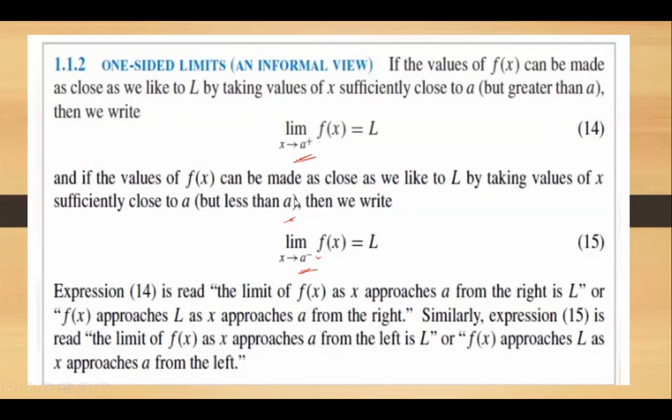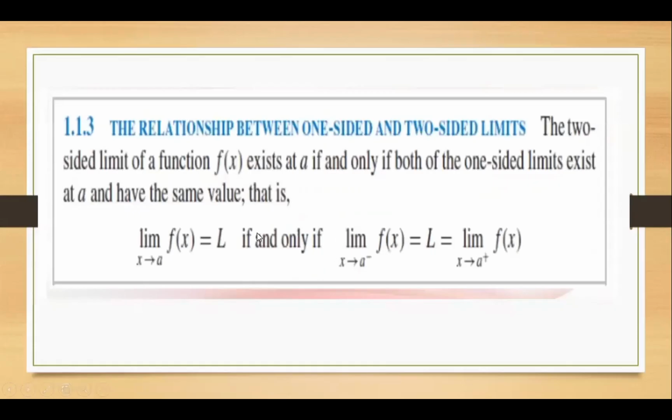And if the values of f of x can be made as close as we like to L by taking values of x sufficiently close to a but less than a, then we'll write the limit of f of x as x approaches a from the left, so you may take values from the left, is equal to L. So the limit of a function f of x as x approaches a from the right is L, or f of x approaches L as x approaches a from the right. Similarly, we have the limit of f of x as x approaches a from the left. Okay, so you can write it like this. So we have here the two-sided limits.